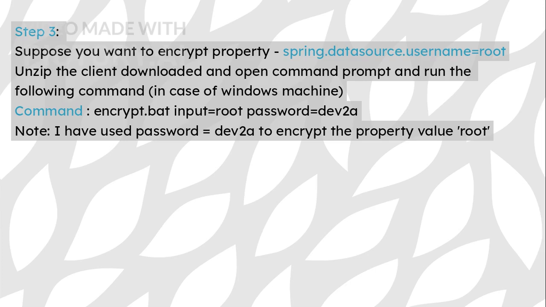For this we have downloaded the client, and now we are going to unzip that client, and inside that client we have to run this command, which is encrypt.bat input=root. So root is the value that we have to encrypt, and to encrypt that value we have to use a password. Here the password is def2a. This is an example, you can use any password. Now, when you run this command, you will see the encrypted value. We will see what the encrypted value is in the next slide.